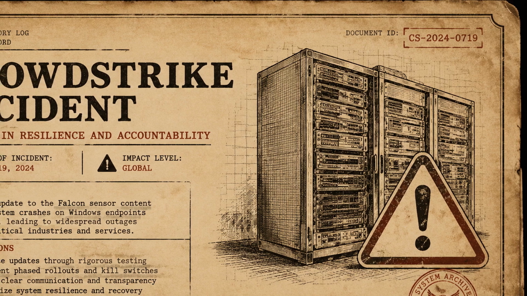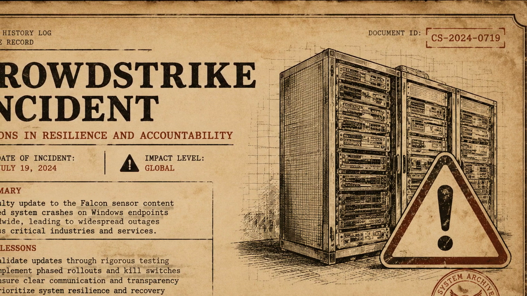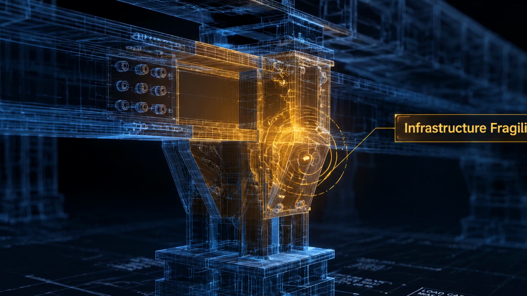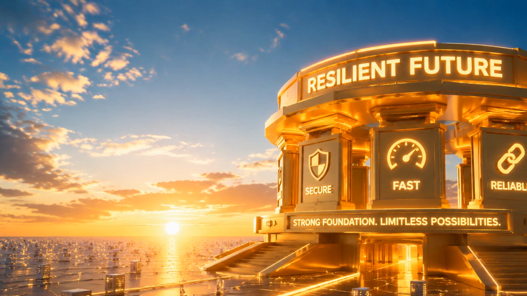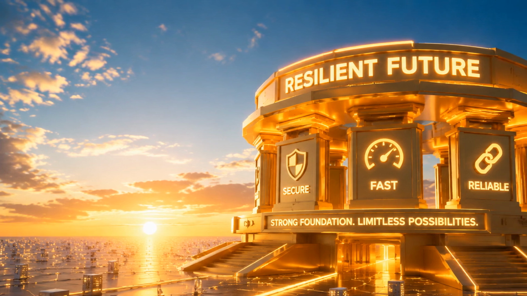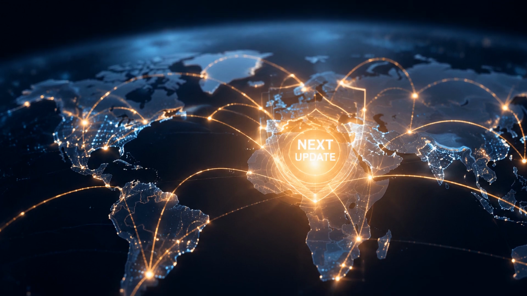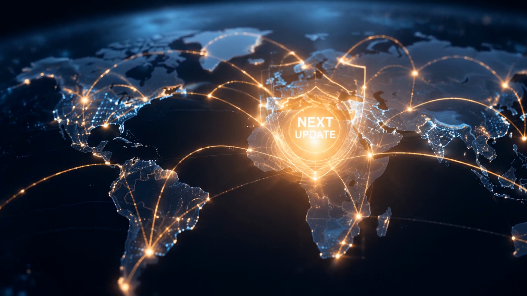civilization. The story of CrowdStrike is a chapter in the history of computing that we should study to avoid repeating mistakes. As we continue to innovate, let us keep the fragility of our infrastructure at the forefront of our engineering efforts. Only by acknowledging these risks can we hope to build a future that is both fast, secure, and truly resilient. The world is watching, and the next update is already being prepared, hopefully with better safeguards than the last one.